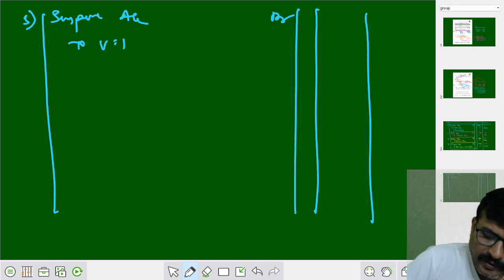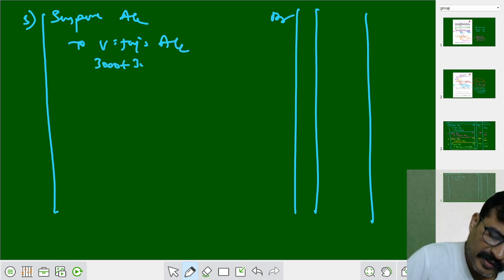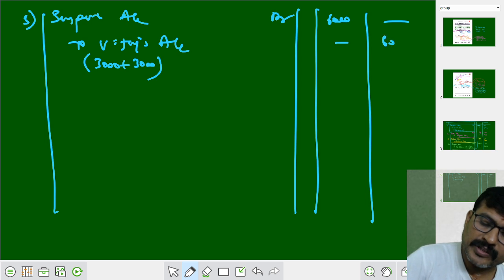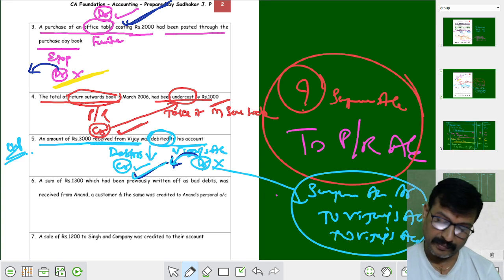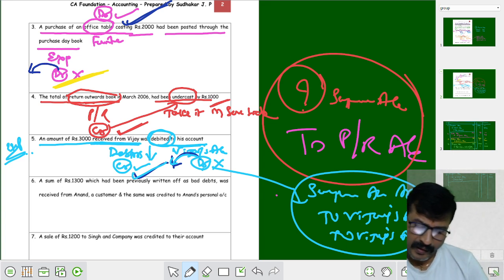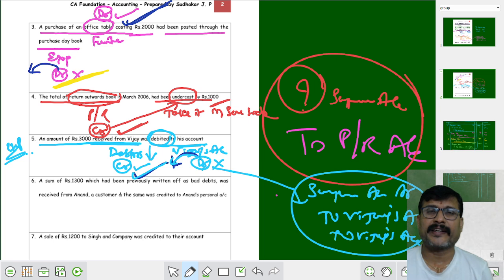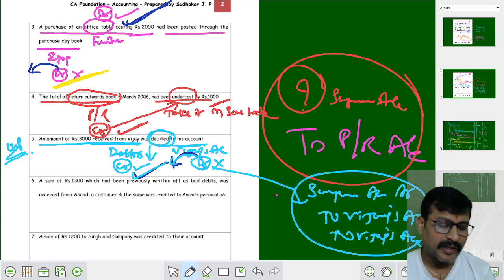Suspense account debit to Vijay's account. How many times we have to take the amount? 2 times. 3000 plus 3000, it comes to 6000, being wrong debit to Vijay's account is rectified. I hope you got it right. Wrong debit to Vijay's account is rectified.